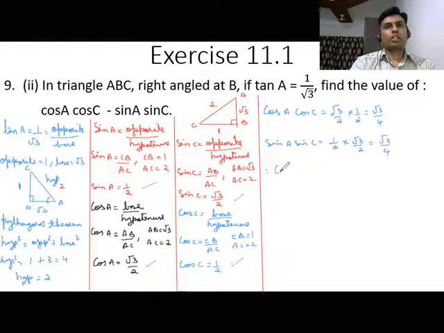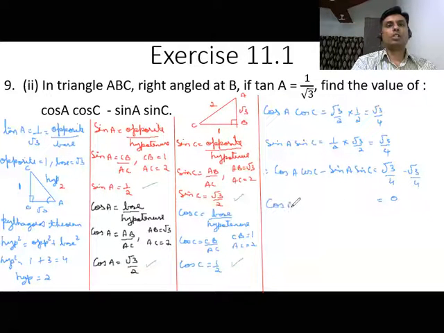Therefore, cos A cos C minus sin A sin C will be root 3 by 4 minus root 3 by 4. What is root 3 by 4 minus root 3 by 4? 0. So cos A cos C minus sin A sin C is 0. This is the answer. It is 0.